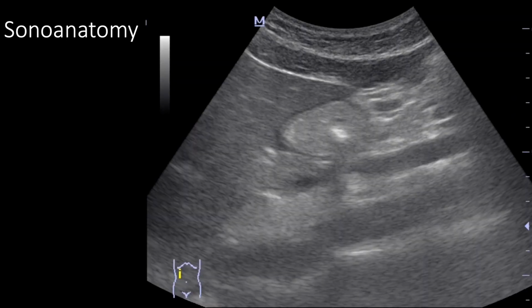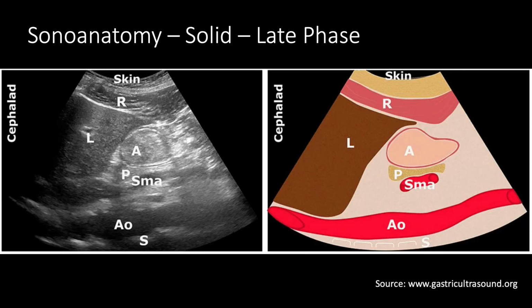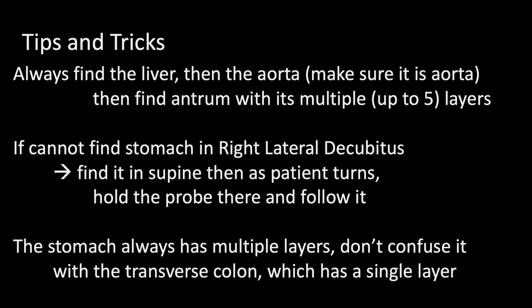Looking at a still image, we again start by identifying the liver, then the aorta and the SMA. And then the antrum. Notice how the hyperechoic enlarged central cavity now has a visible back edge to the gastric antrum and structures posterior to it. Again, this is a full stomach, and if the patient is induced, there would be a high risk of aspiration. Finally, another alternative diagram to help you understand the anatomy shown.